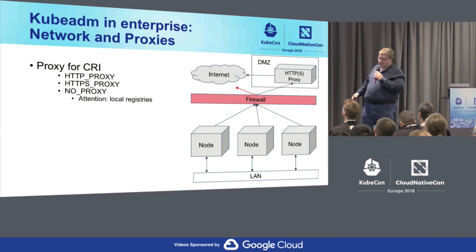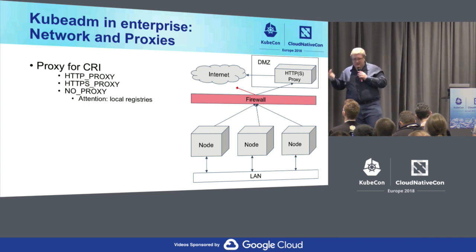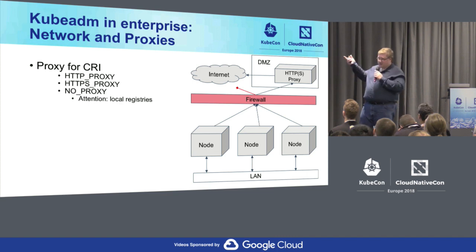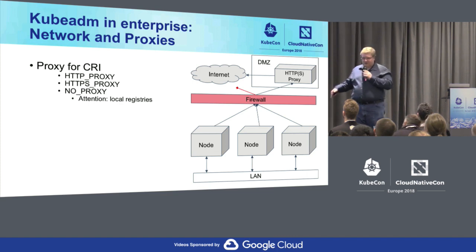First part is your container runtime interface. It needs to be able to fetch the images from the outside world, so you need an HTTP proxy. For your local registries, you need to make sure that no_proxy says, for those local registries, don't go there.